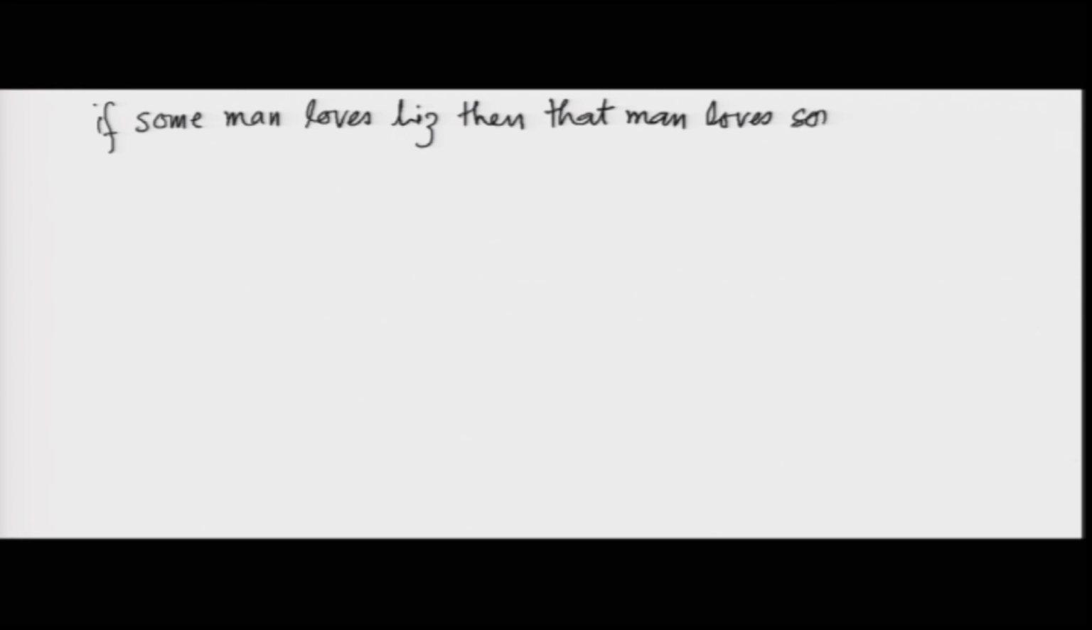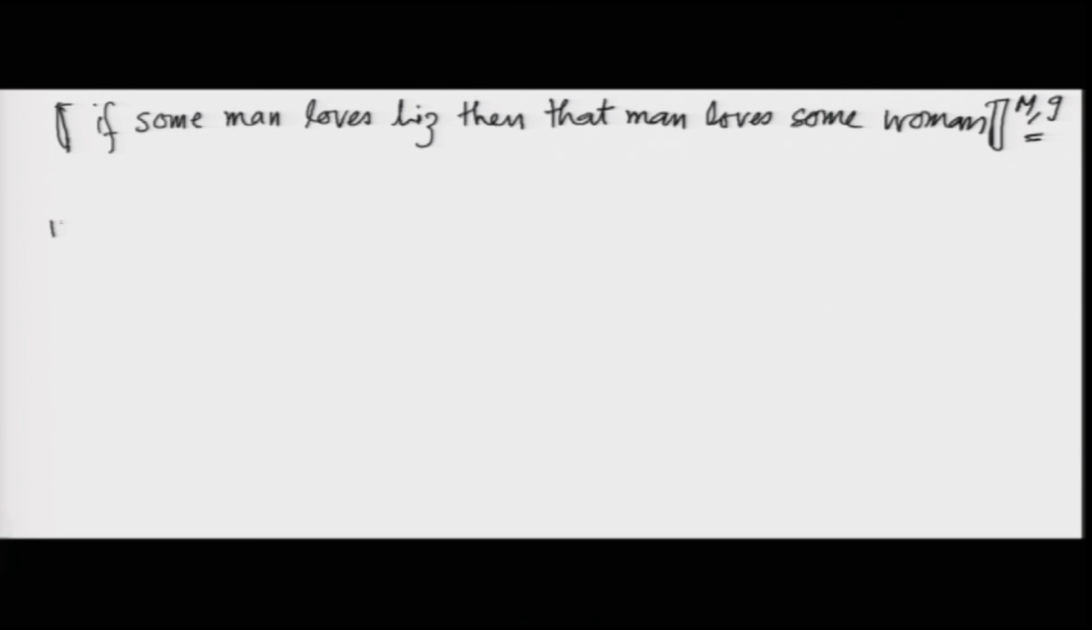What is it? Now we have the last part of the sentence, this is the whole thing: if some man loves Liz, then that man loves some woman. What is the truth value of that with respect to M and G? We don't know, we need to calculate.